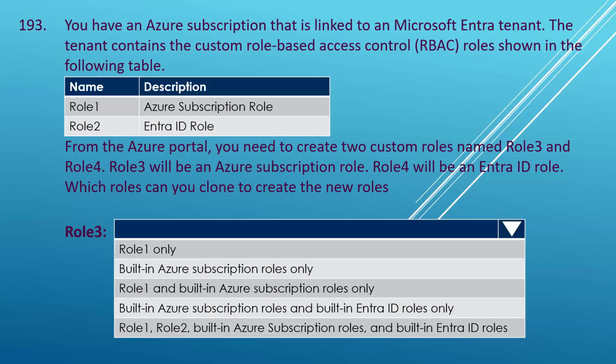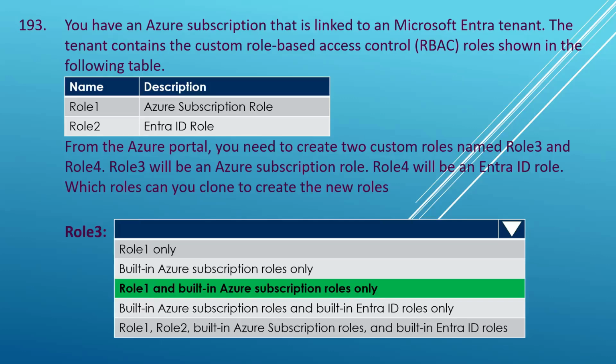So the first part of the question is talking about role 3, and in the question you can see role 3 will be an Azure subscription role. So which roles can you copy? You can copy a custom role and you can copy a built-in role, which means third option, basically role 1 and Azure built-in subscription role only would be the right choice here, because role 1 is an Azure subscription role, so you can copy it.